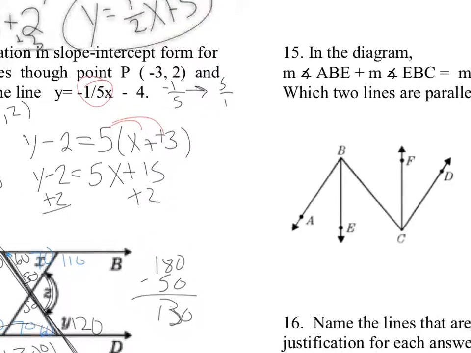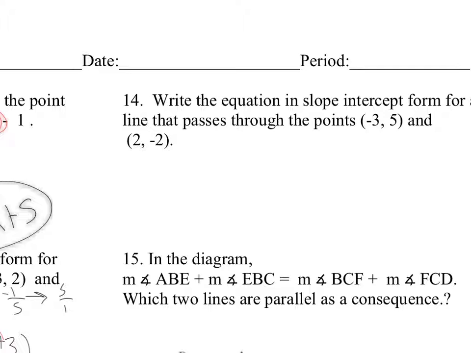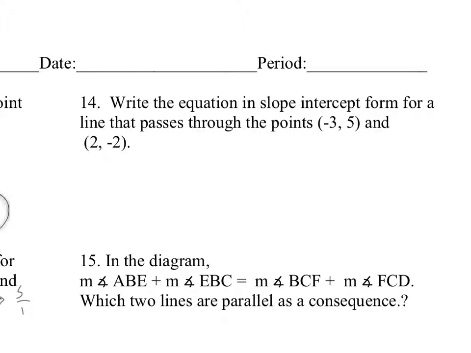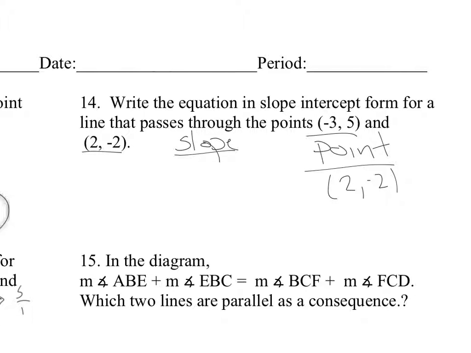Back up to this side as we finish off. Write an equation in slope-intercept form that passes through 2 points. So now they give you 2 points. Now, this doesn't change the fact that we need slope, we need a point. You have 2 points to choose from. I don't know why, but (2, -2) seems like an easier one.